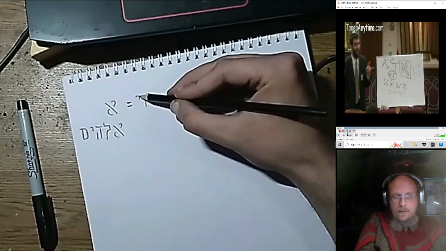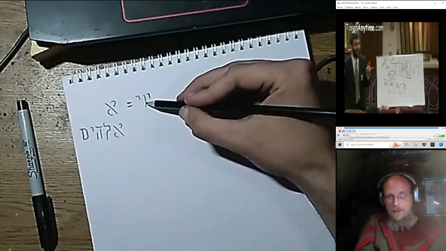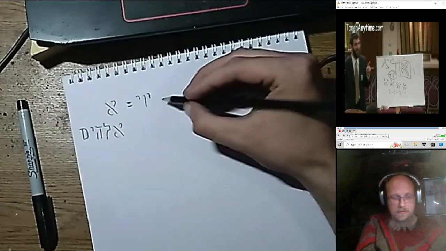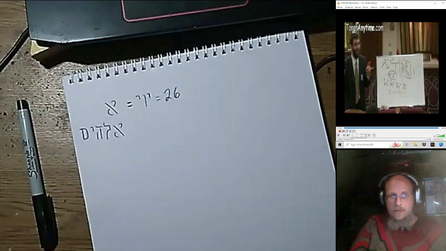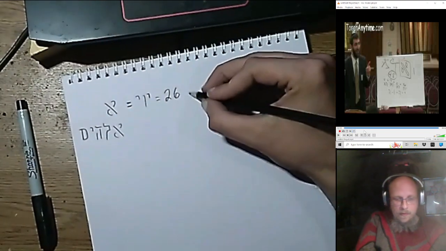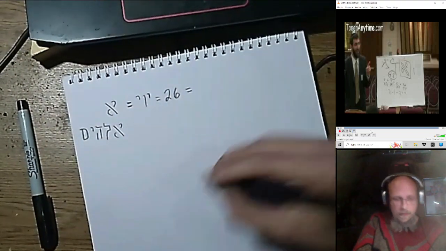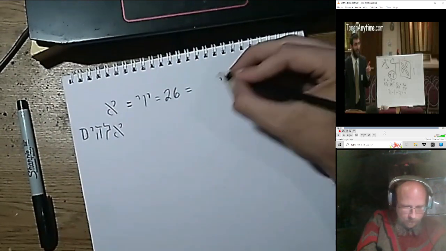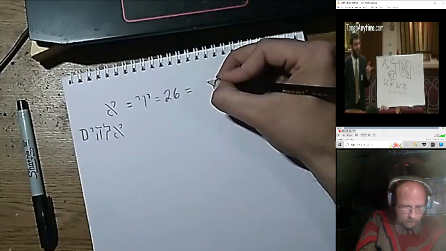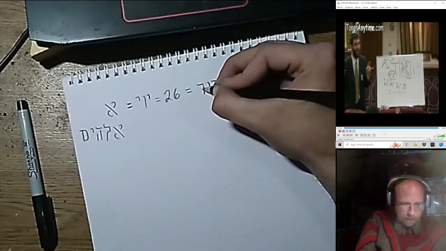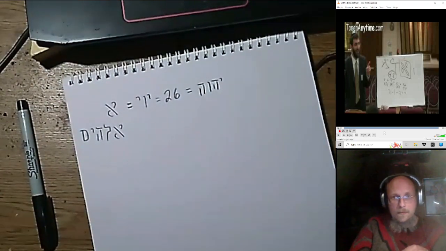Now, Yud is 10, Vav is 6, and Yud is 10. So this equals 26, which is the same numerical value as the holy name.